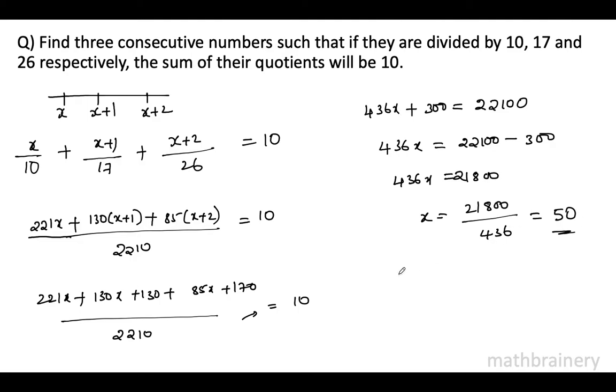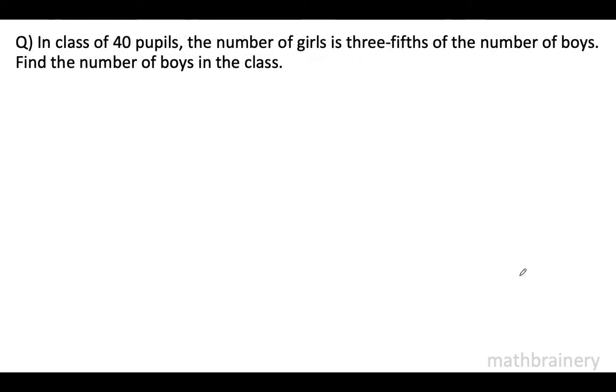So if x is 50, then what should be x plus 1? It is 51 and x plus 2 must be 52. So the required integers will be 50, 51 and 52. Let's look at the next question. In class of 40 pupils, number of girls is 3/5 of the number of boys. Find the number of boys in the class.